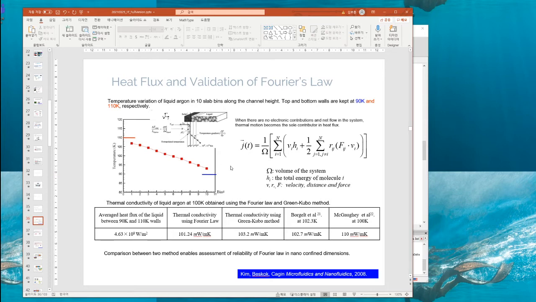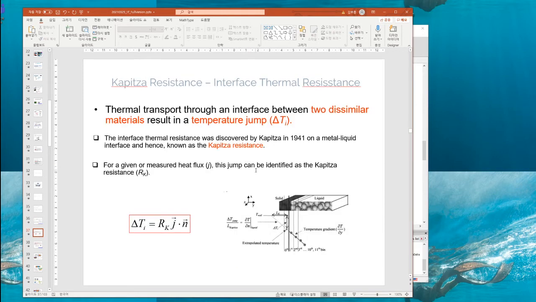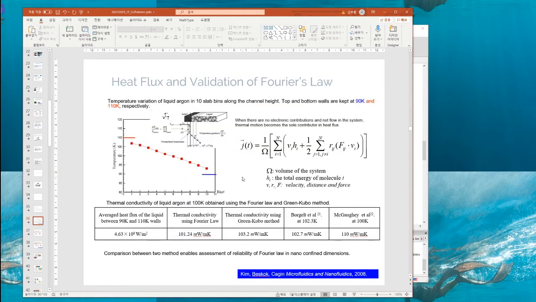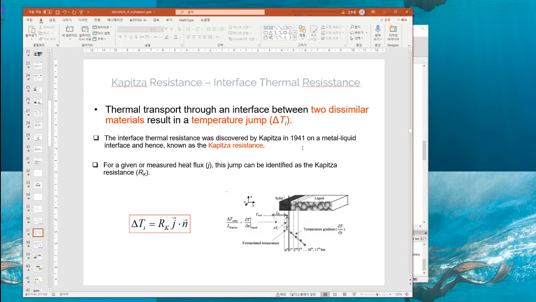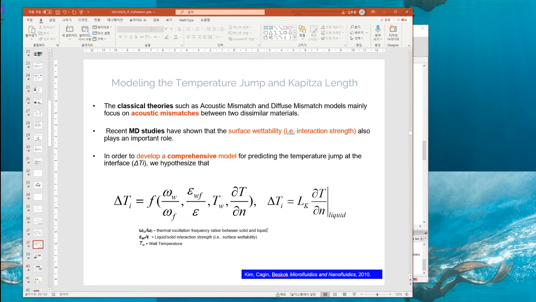I'm using two walls, and Fourier's law in a 3 nanometer channel has been validated. And in there, the difference between the 3 nanometer case versus the continuum is that they have a temperature jump at the interface. It was first discovered by Kapitsa in 1941. That is called Kapitsa resistance. And my first work was using MD to model this Kapitsa resistance.